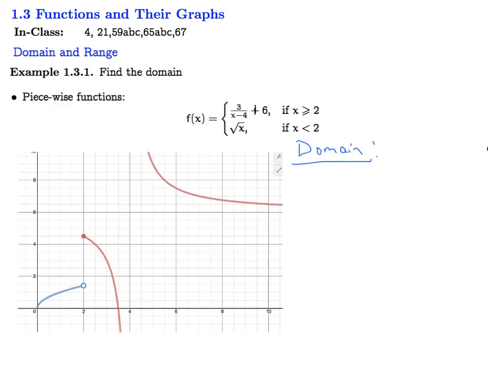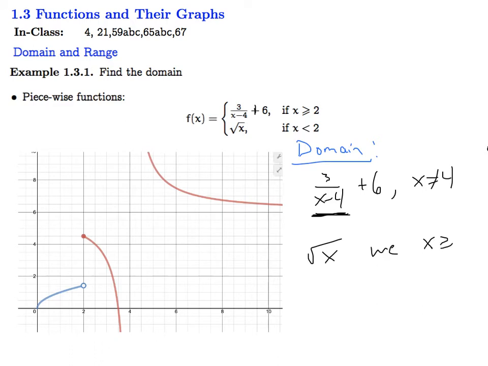We'll start by trying to find the domain of this graph. The domain, remember, is all numbers we can safely put into this function. This function has two parts. The first part is the 3 over x minus 4 plus 6, and this is going to be great as long as we're careful that we don't let x equal 4. We want to make sure that we don't put 4 in here because that'll cause us to divide by 0 in the denominator. Also in the square root of x part, we don't want to take the square root of a negative number, so we need to make sure that x is always greater than or equal to 0.